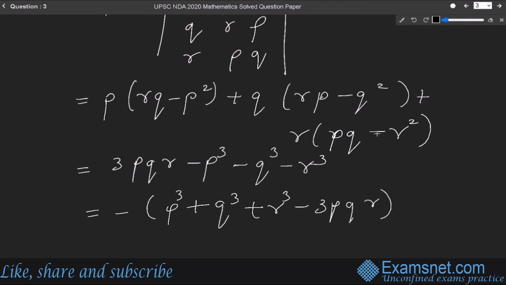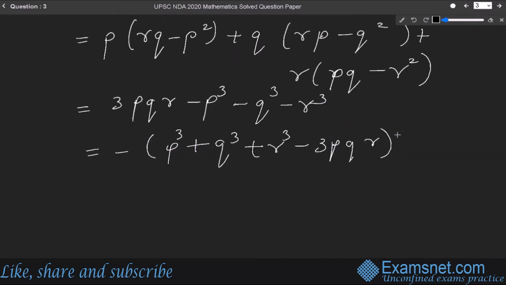Now for real and distinct positive values of p, q and r, the term (p cube plus q cube plus r cube minus 3pqr) will be greater than 0. Since this term is greater than 0 and D is its negative, D will be less than 0. So the correct option is D less than 0.